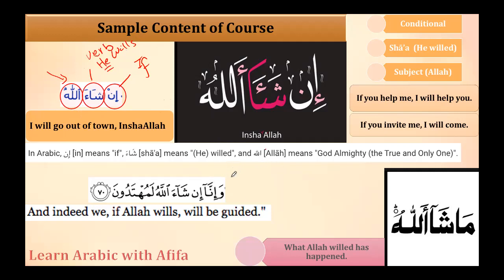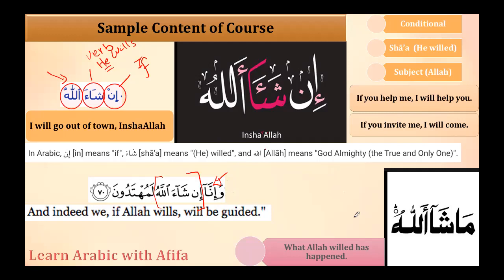So this is an example from the Quran. Wa inna, here's your insha Allah. Now we will cover inna in a lot of detail in upcoming lessons. And basically the gist of it is it means indeed, surely. It's a particle of emphasis.